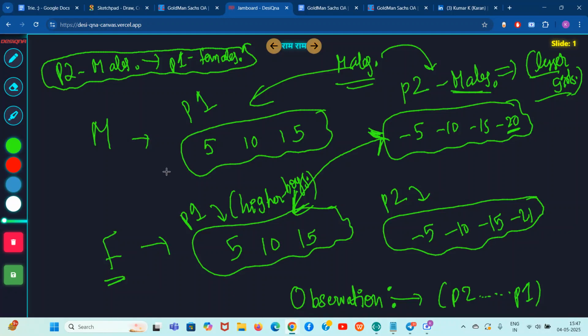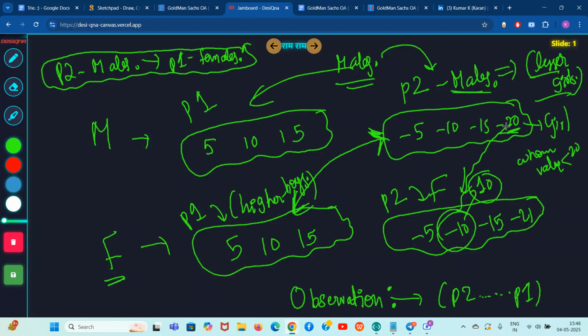Why? For example, here P2M, let's say minus 20. Minus 20 means what? Give me a girl whose absolute value is less than 20. Minus sign you can ignore. Our absolute value is 20. Give me a girl whose value is less than 20. You might say, sir, this is P2F, this is a minus 10. If I only take the absolute value 10, sir, this 10 is a girl whose value is strictly less than 20. So can I make the P2F relation with P2M?